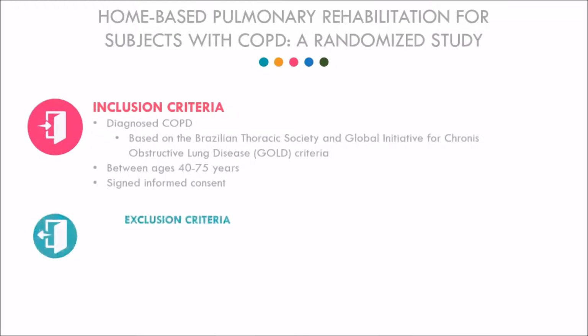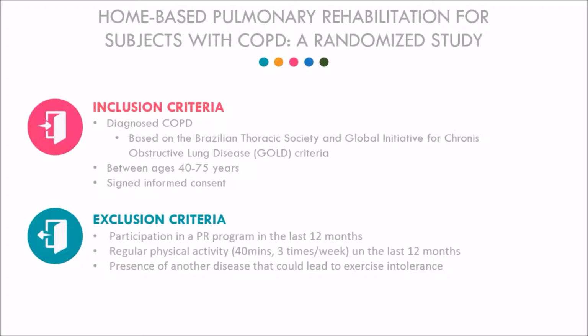Initially, there were a total of 50 participants with COPD included in the study. However, only 44 remained until the very end. Incomplete participation in the study was due to death, failure to provide consent, or exacerbation. Participants included are diagnosed with COPD between the ages 40 to 75 and provided their consent. Those who were excluded have already participated in a similar rehab program or have been involved in a regular physical activity within the last 12 months. And those with another present disease, which may result in exercise intolerance, were also excluded.